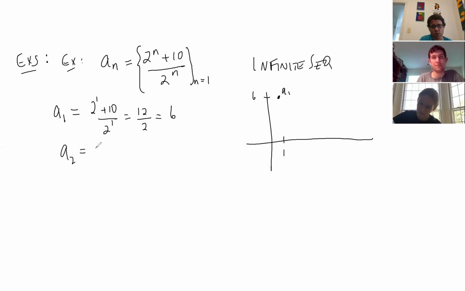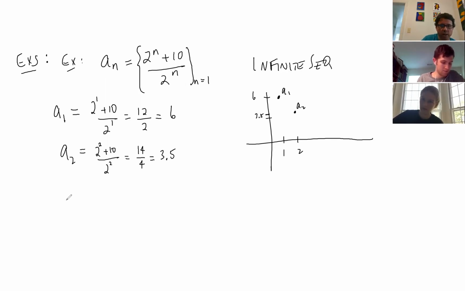At 2, so let's see, we get 2 squared plus 10 over 2 squared. So I just plug in 2 where I have n, and I will get 14 over 4, which is what? That's 3.5. So at 2, I'm a little bit above 3. So there's my A2, 3.5. And I just keep going. I'm probably only going to do one more.